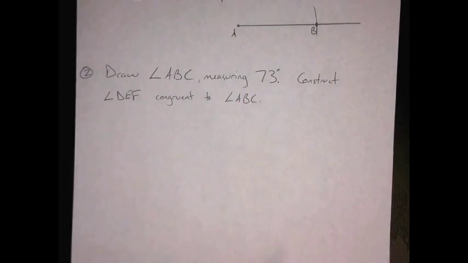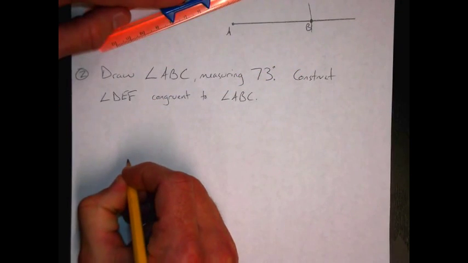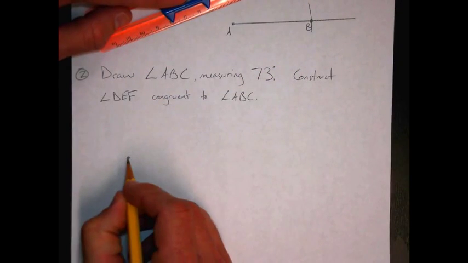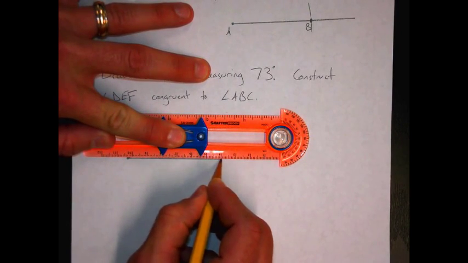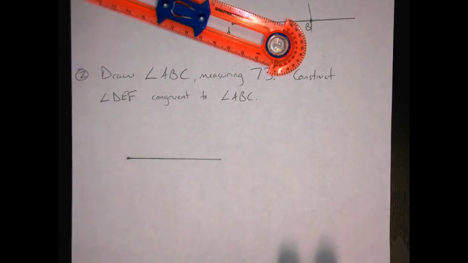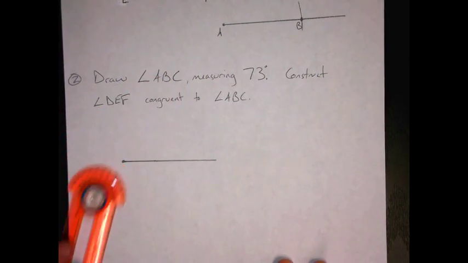Well, the way we do that is we just begin with a ray. So we make a ray here. And it doesn't matter how straight the base is. It really doesn't matter. Because what we're going to do is use the protractor of our safety compass to make a 73-degree angle. How does that work?